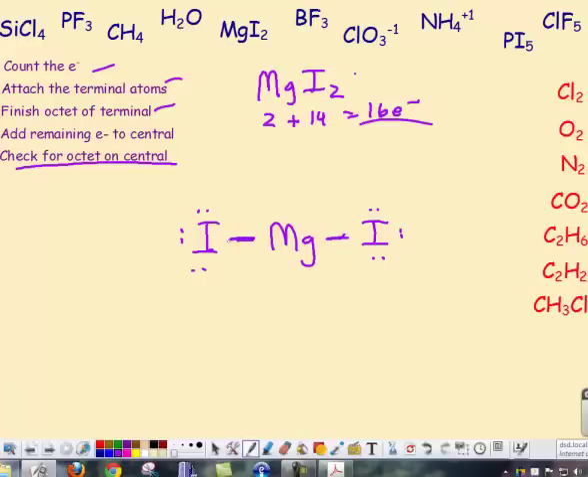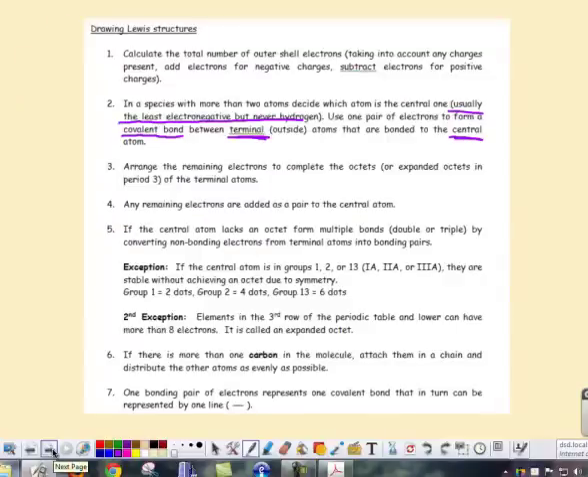Well, let's refer back to my sheet, and we're going to go right through the steps. Step 1, calculate the total electrons. Done. Number 2, attach using a pair. Done. 3, finish the octet. Done. Step 4, any remaining ones? We didn't have any. So step 5, if the central atom lacks an octet, you can form multiple bonds, and we're going to learn how to do that in the next video.